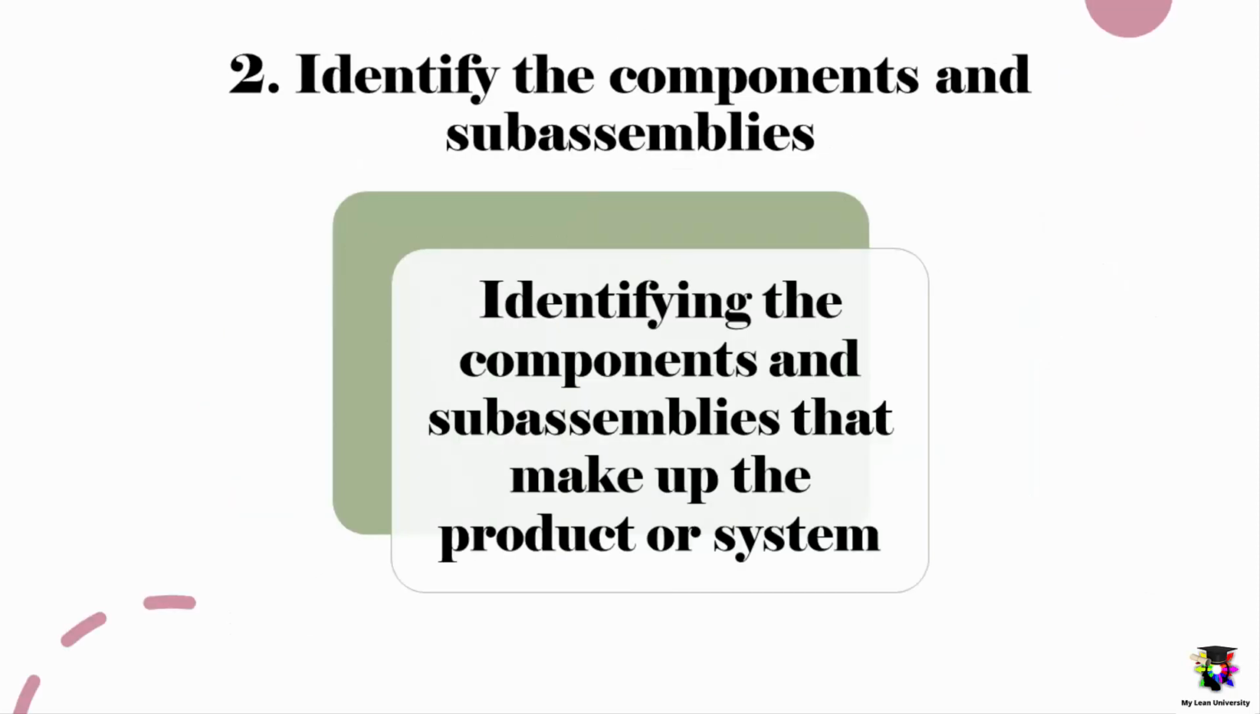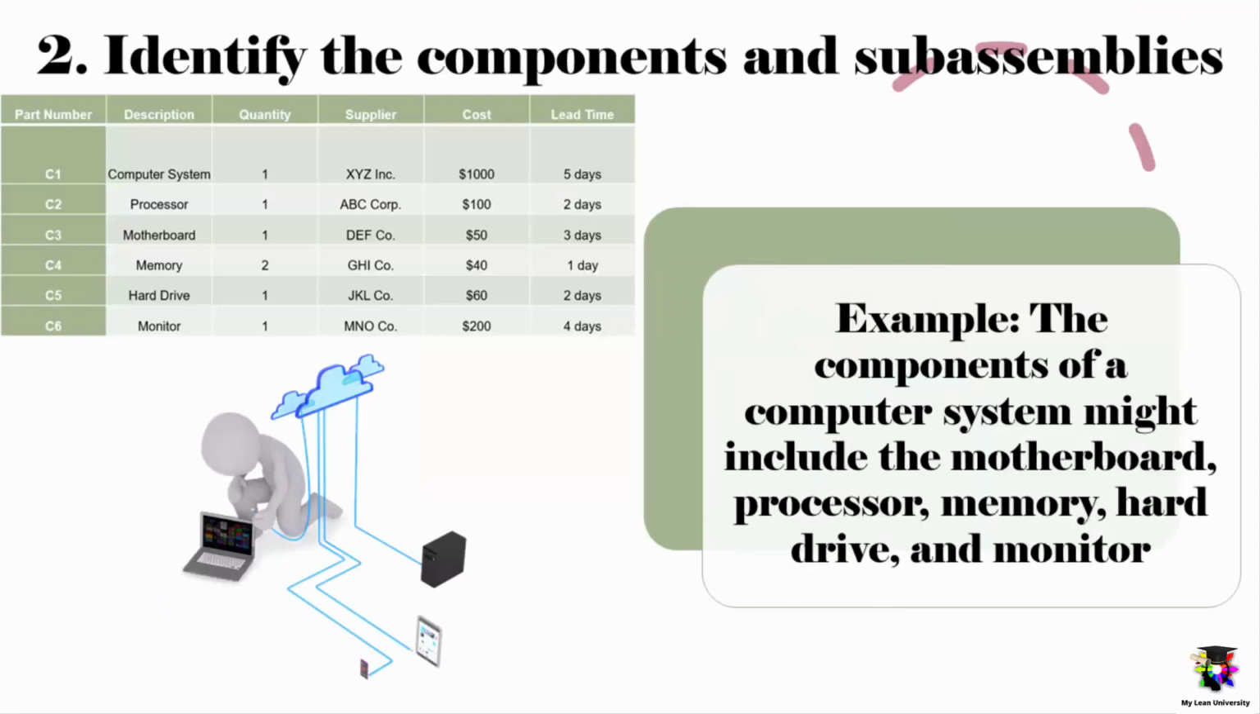We then identify the components and sub-assemblies. Once you have determined the scope of bill of material, you can start identifying the components and sub-assemblies that make up the product or system. For example, the components of a computer system might include the motherboard, processor, memory, hard drive, and monitor.